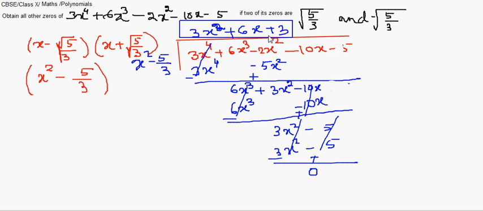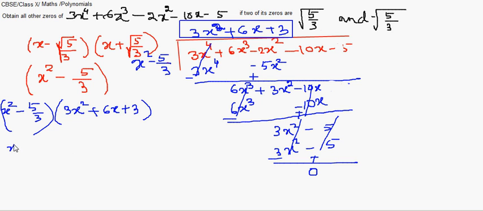Now if we can factorize this 3x squared plus 6x plus 3, that will give us the rest of the factors. So that can now be written as, if I write this polynomial, x square minus 5 by 3 was one factor, and the other one is 3x square plus 6x plus 3 as another factor. Now let the first factor be as it is, and let us try to take out 3. So that gives me x square plus 2x plus 1.